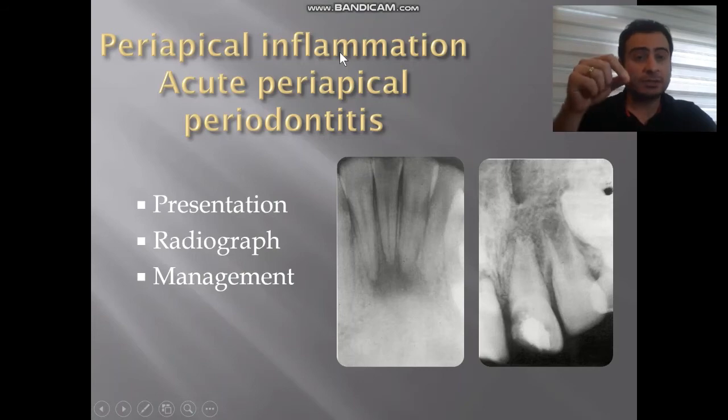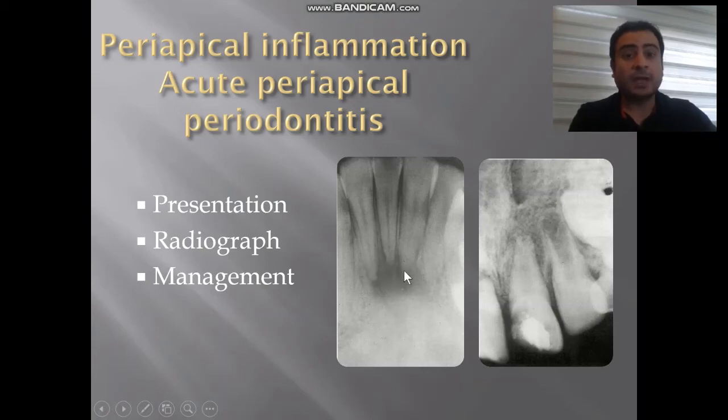Following the necrosis of the pulp and then the irritation reaching the periodontium, we have a periapical inflammation. Periapical inflammation can be either an acute episode, termed acute periapical periodontitis, related to the apex of the tooth, the apical periodontium, and this presents as severe pain.